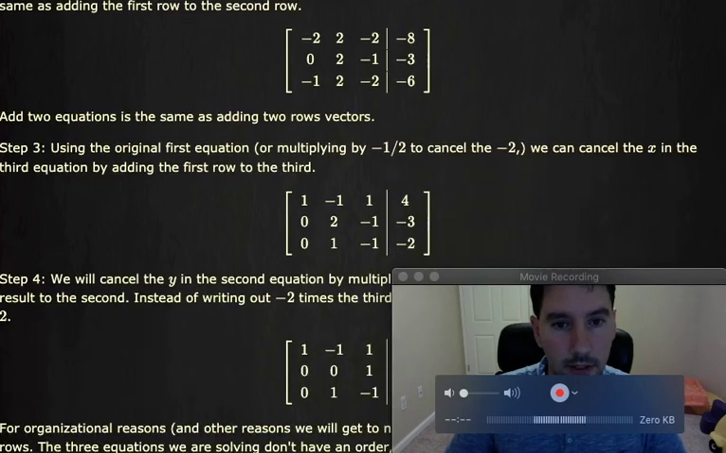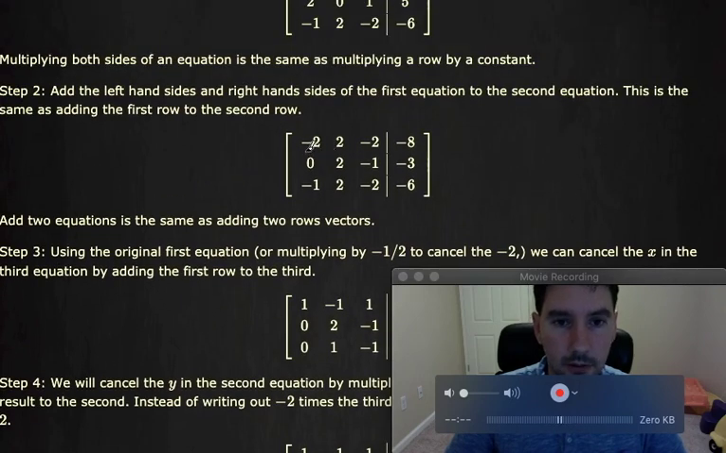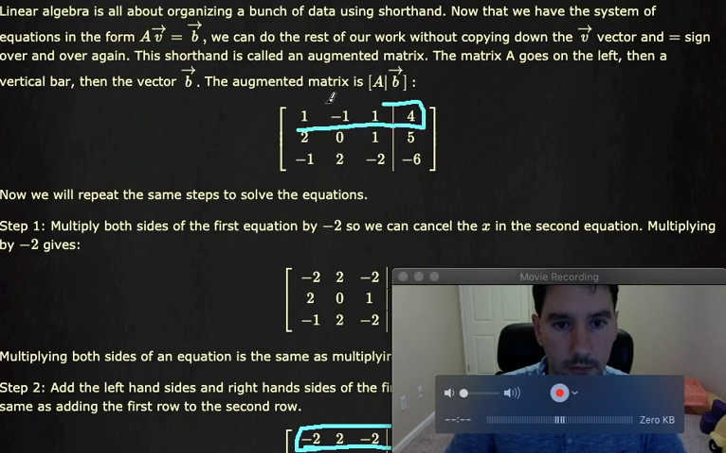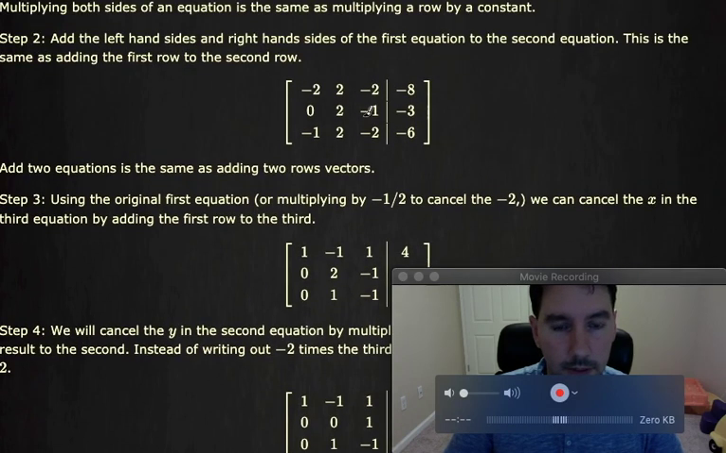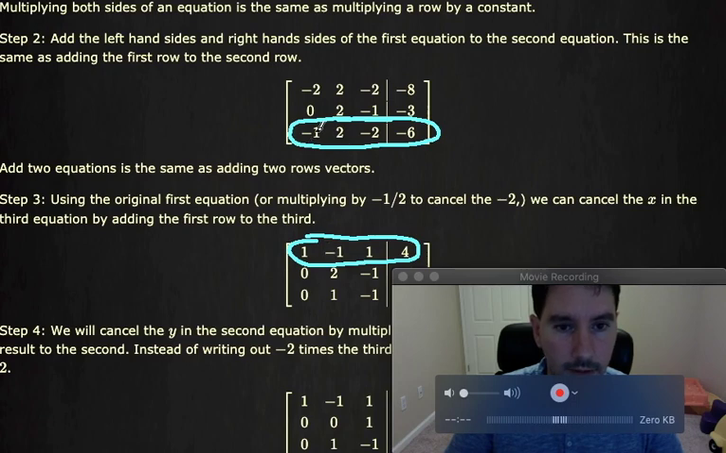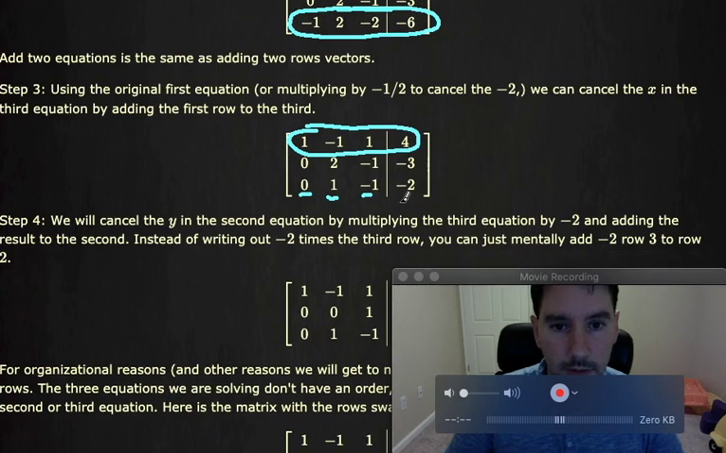Now we went back to the original equation that we started with, not this negative 2, 2, negative 2. We want to go back to 1, negative 1, 1, 4, and so we can cancel out the negative 2 just by dividing by negative 2, or multiplying by negative 1/2. So that'll cancel it out if we do that. On both sides of the equation, we have 1, negative 1, 1, and 4, and then we can use that one to cancel this third row, the original third row, which was negative 1, 2, negative 2, and negative 6, and we're going to add this to that. So 1x and negative 1x is 0, 2 and negative 1 is 1, negative 2 and 1 is negative 1, and negative 6 and 4 is negative 2.